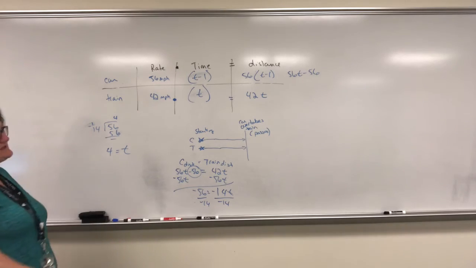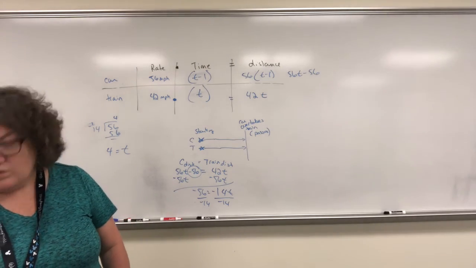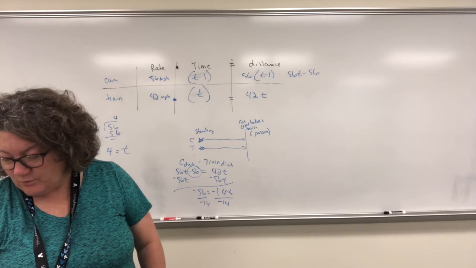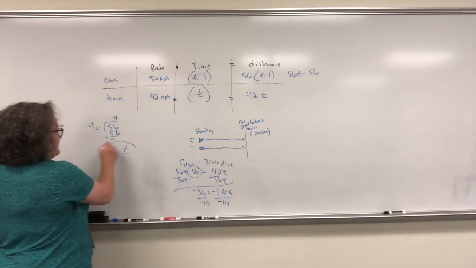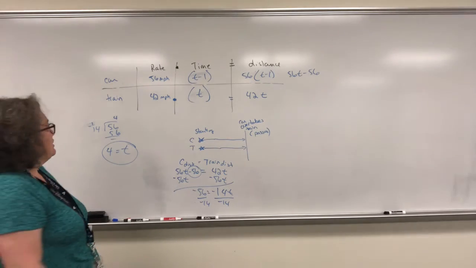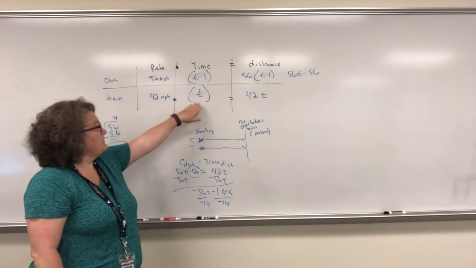So is that what he asked for? Did he say when will they? Let's double check. No, it's not asking for time in this one. It said how far from the starting points are the car and the train. So I found an answer. This is where we have to be very careful because I found that the time was going to be 4 hours. 4 hours for what? What does the T stand for? The train travels for 4 hours.